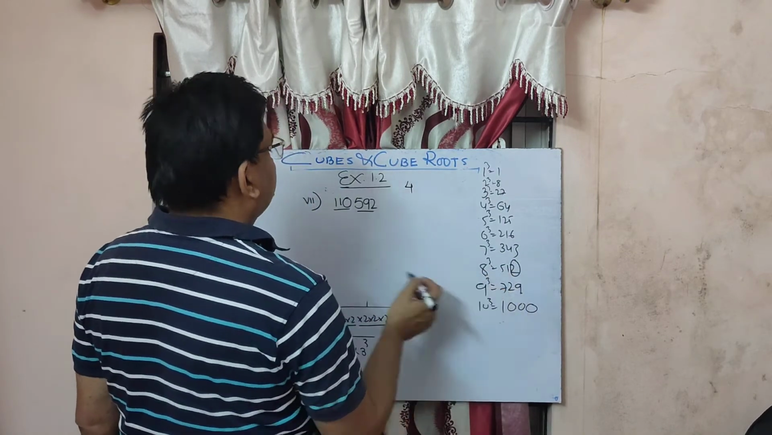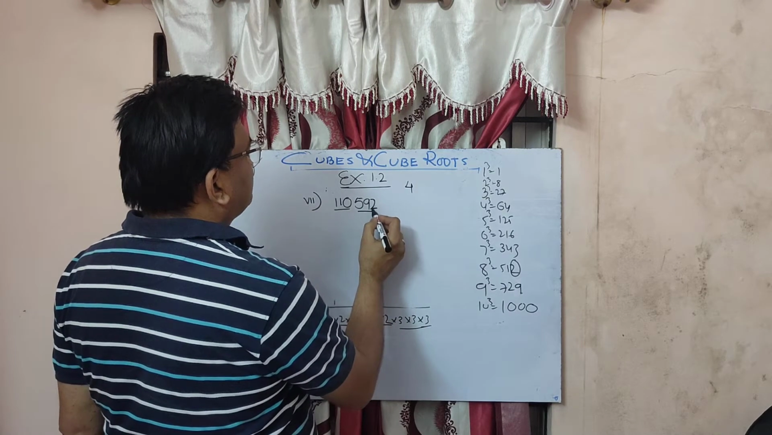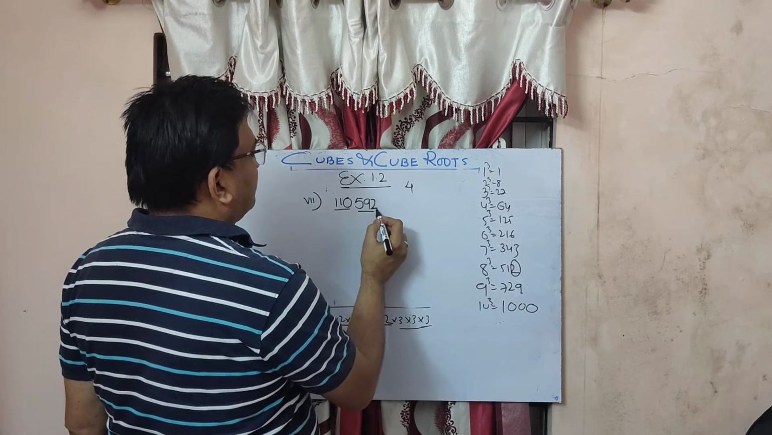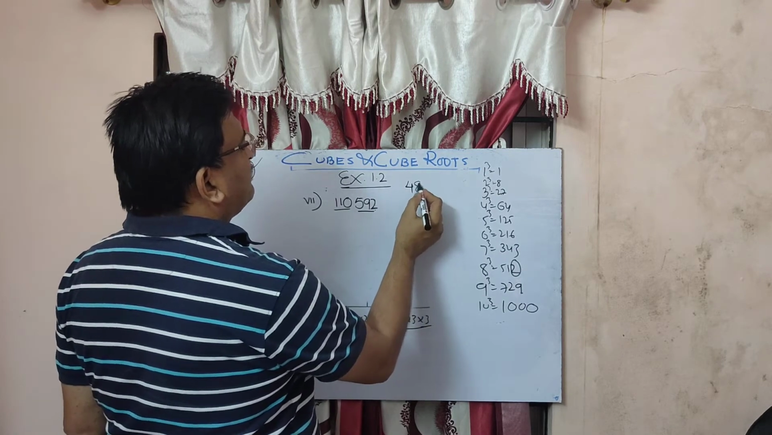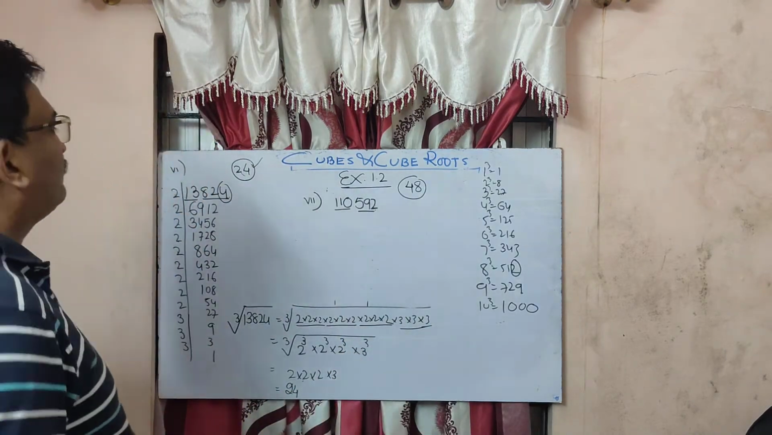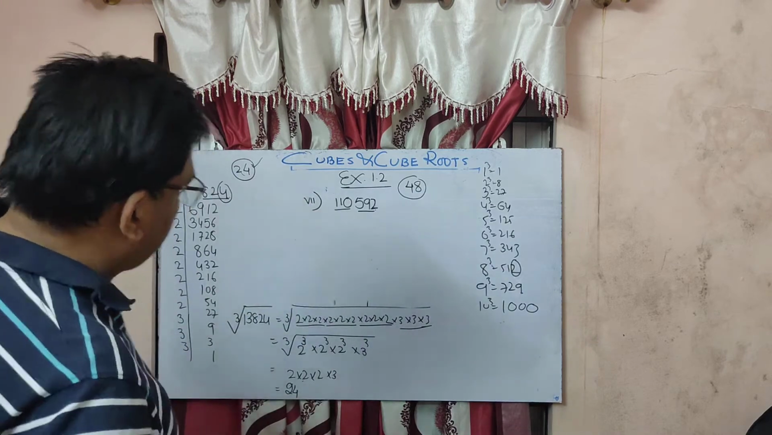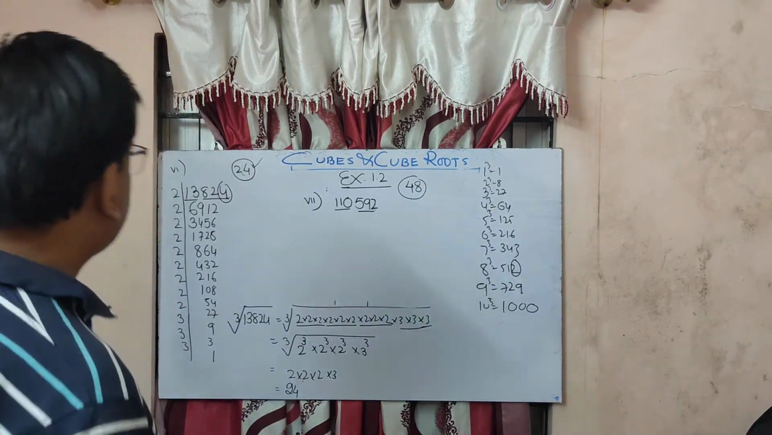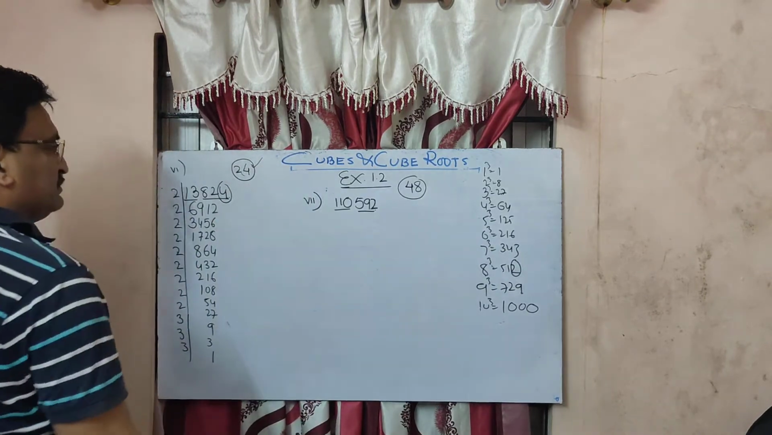So if the last digit of a cube is 2, it means the number ends with 8. So if a cube is ending with 2, it means the root should end with 8. Now the cube root of 110592 is 48. Now let us calculate through the other method. Now let us do this method now.